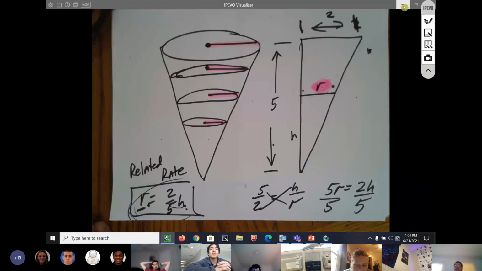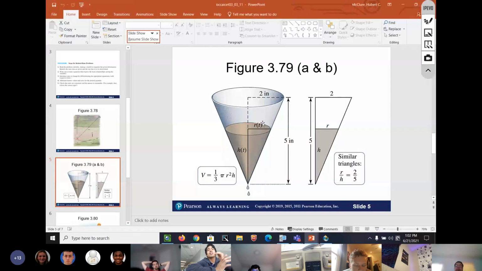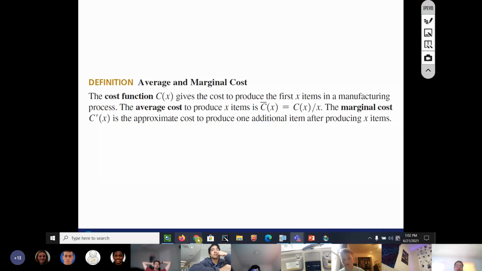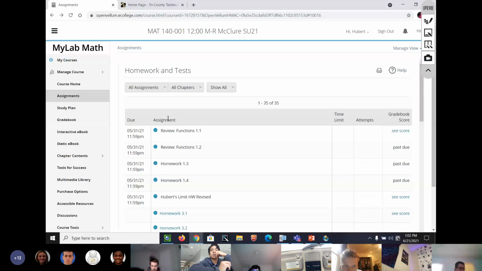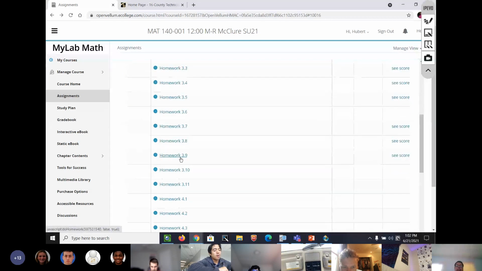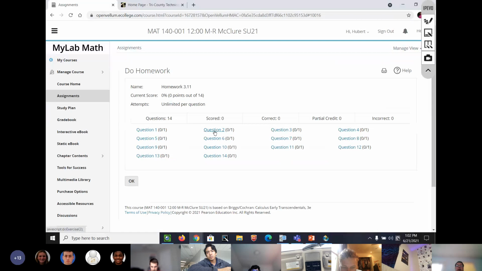So let's look at the homework for related rates. Probably not a lot on them either. And related rates is 3.11. Yeah, not a lot.